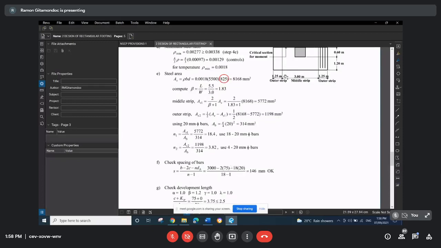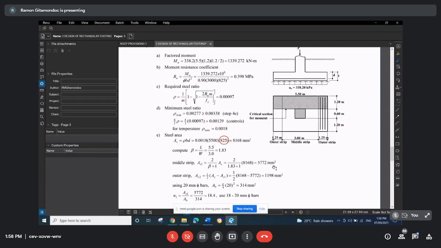So only for the middle strip, because this is where the bars are more closely spaced. So we use a similar formula. Then we get an answer of 146. So this is greater than 75 and less than 200, which are the desirable limits of the spacing. So okay.